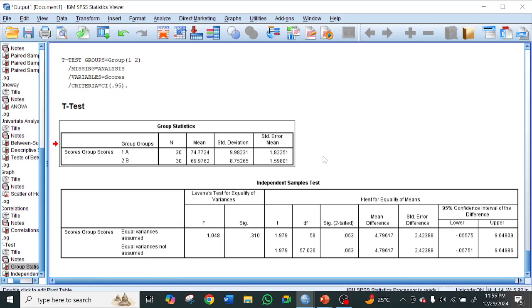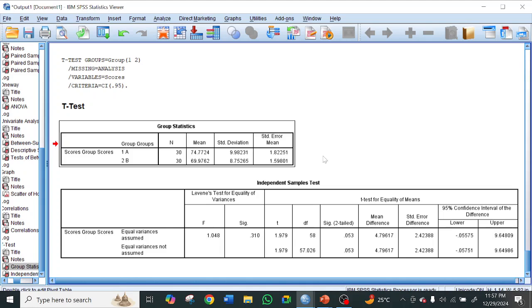So what we have here for the standard error of the mean is just a measure of how precisely the sample means estimate the population mean. That is, how the sample mean estimates the population mean.